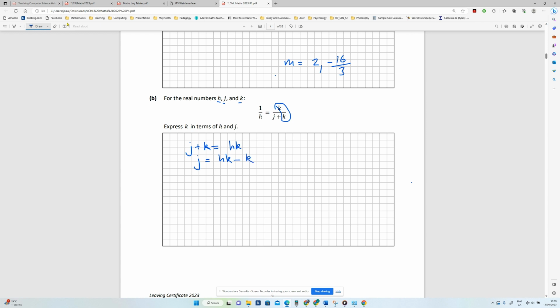So what can we do now? Well, we've got two k's here. So we'll say j is equal to, we'll factor out k, h minus 1. Right, so now we have k almost by itself. So what's k now? I'm just going to flip these around. If I divide across by h minus 1, j all over h minus 1, then I get my answer. Okay, so this is the answer.